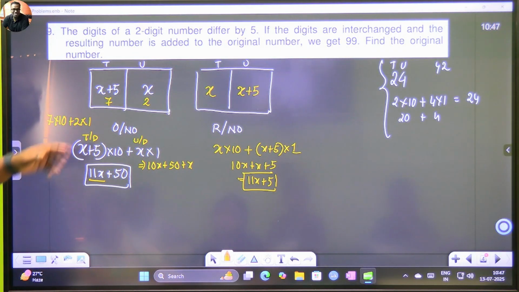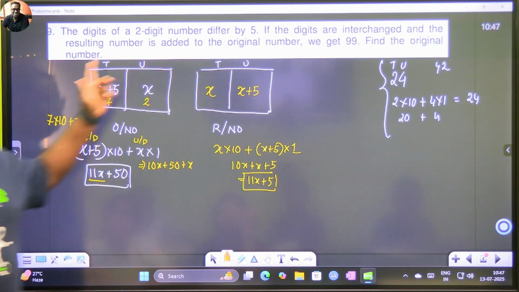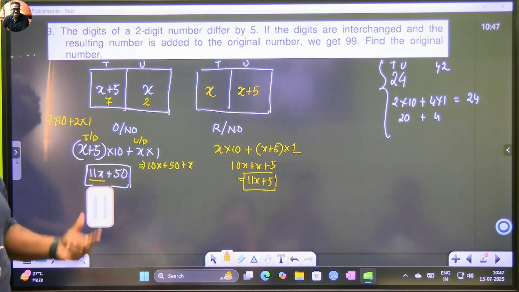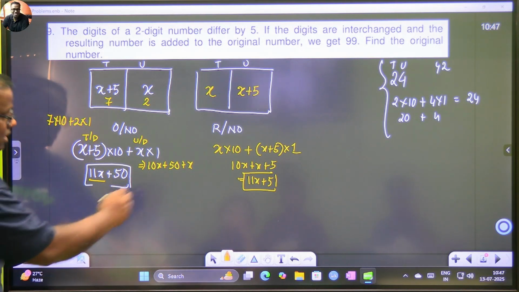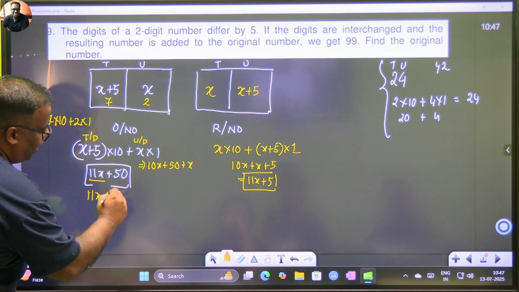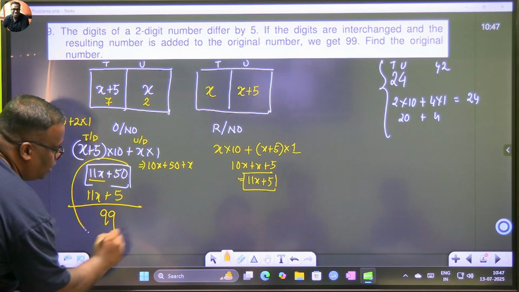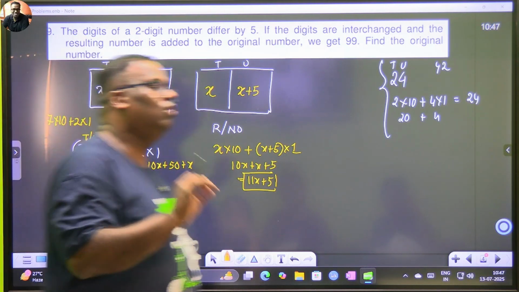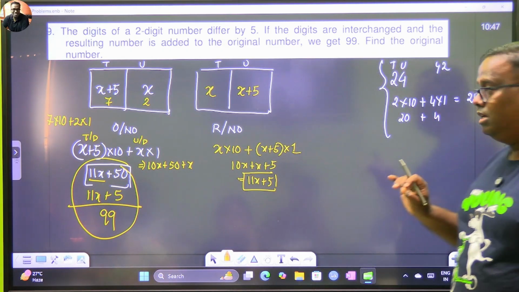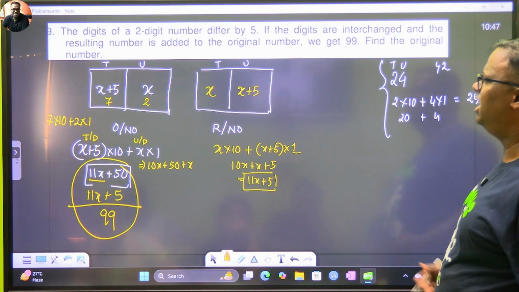Now there is a condition. If you interchange and the resulting number is added to the original number, we get 99. Means this 11x plus 50, plus 11x plus 5, if you add these, you get 99. This is the equation that we will end up with. How many of you have understood at this level? Clear? Right. So if we add those two numbers, how much should we get? 99.